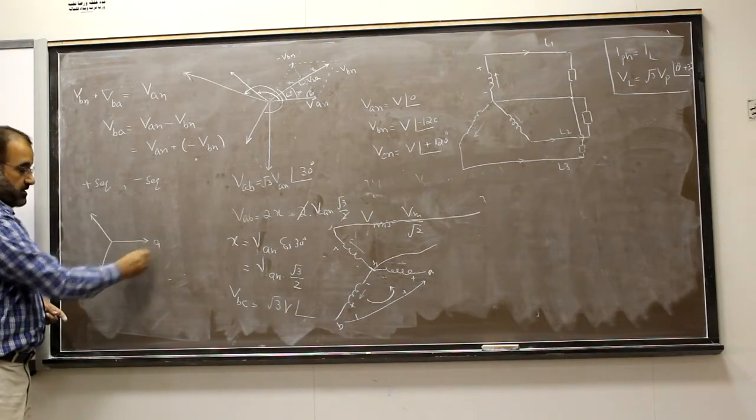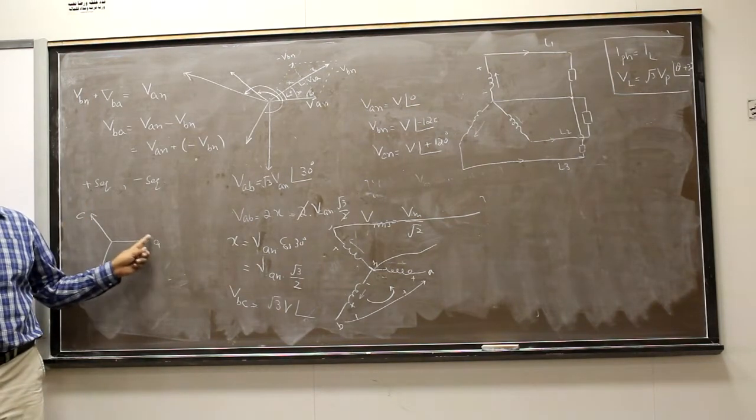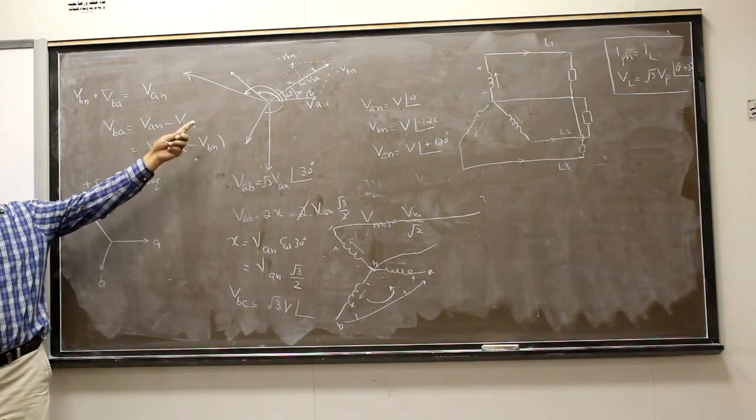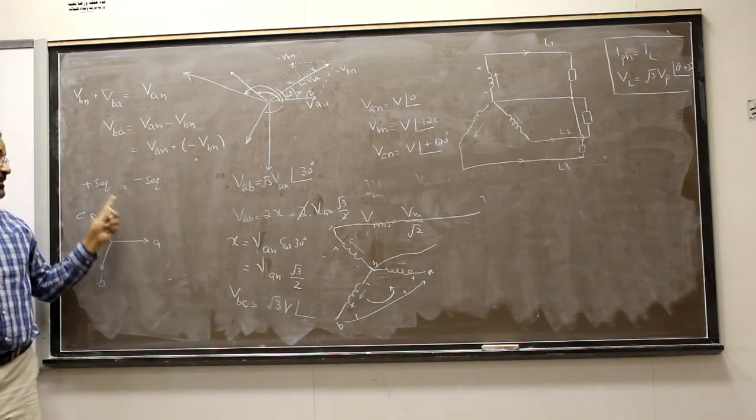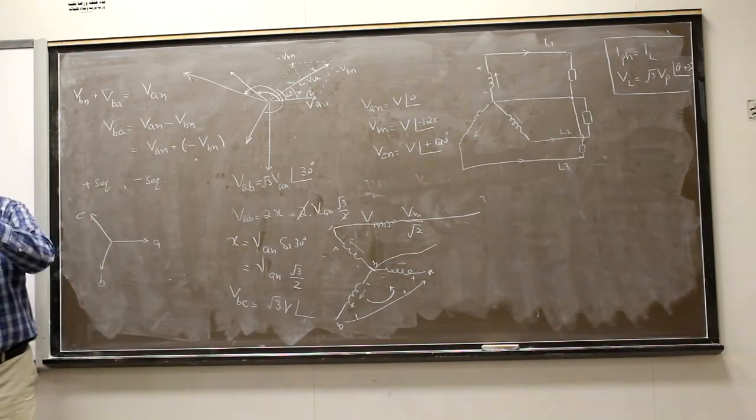This is A, this is B, this is C. Okay? Like as I draw over there. Now, what will be a positive sequence? What will be the negative sequence? Just I am telling you that one.